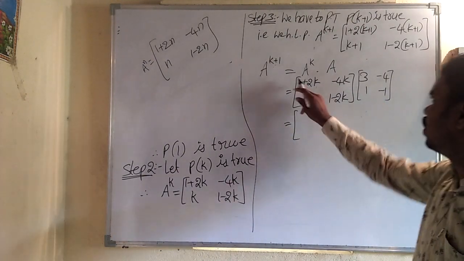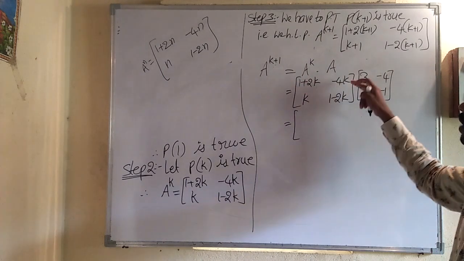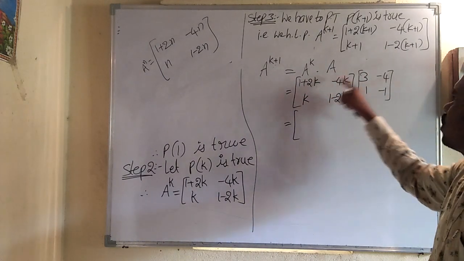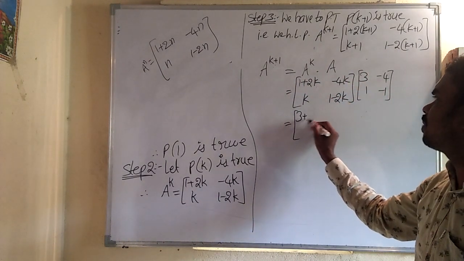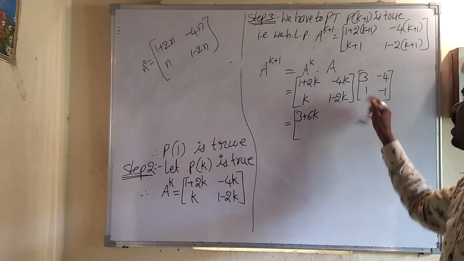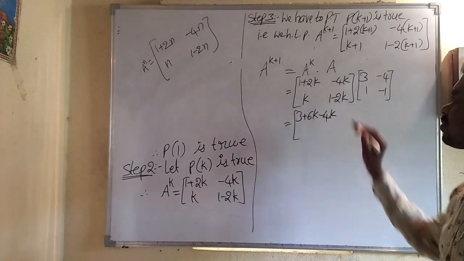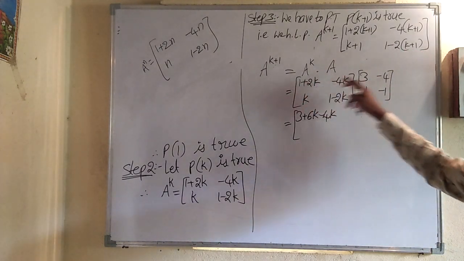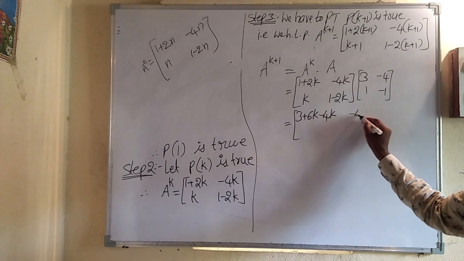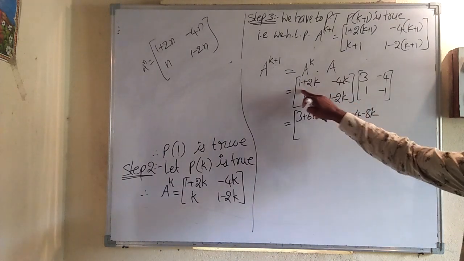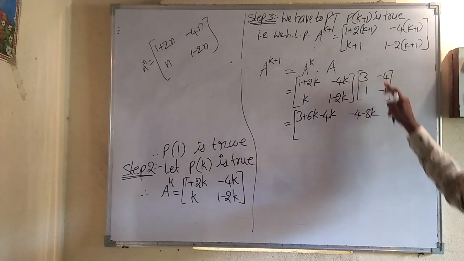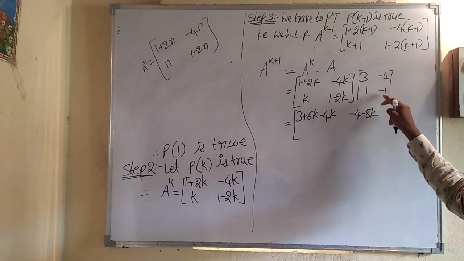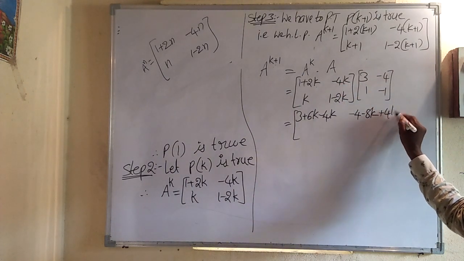How to multiply? Row with column. First row with first column: 1 plus 2k into 3 becomes 3 plus 6k, minus 4k into 1, minus 4k. Next, first row with second column: 1 plus 2k into minus 4. Minus 4 minus 8k, 1 into minus 4 is minus 4, 2k into minus 4 is minus 8k. Next, minus 4k into minus 1 is plus 4k.